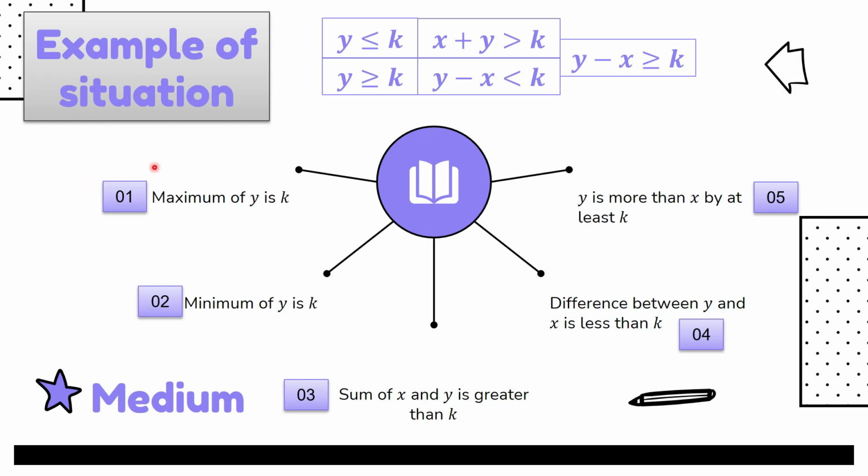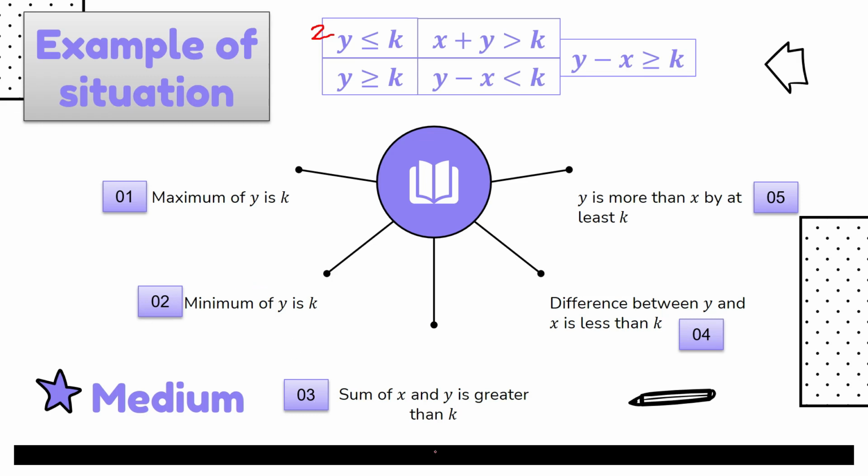What is your answer for the first one? The first statement, maximum of y is k. Which linear inequality from here represents this statement? Okay, if not Adler, I will skip to Fiona first. Fiona, number 2, what is the answer? Y is smaller or equal than k, in the first box. Okay, this is your answer for number 2. Later on we will check whether it is correct or not.